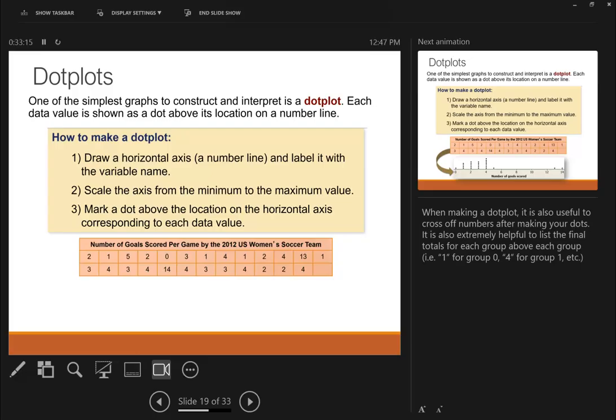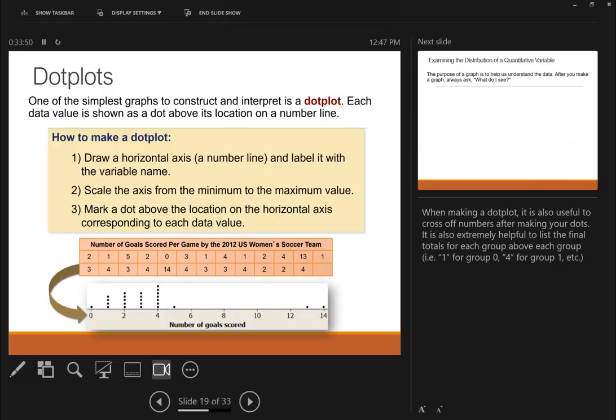So here's a data set of soccer goals scored by the 2012 U.S. women's soccer team. My minimum value there is 0, and the maximum looks like 14. Holy smokes, who are they playing? The nation of the blind? So my dot plot axis would scale from 0 to 14. I would just go up by ones. Above the 0, I would have 1 dot, because there's one game where we scored 0 goals. Above the 1, I would have 4 dots, because it looks like there's 4 games where we scored 1 goal, and so on and so forth.